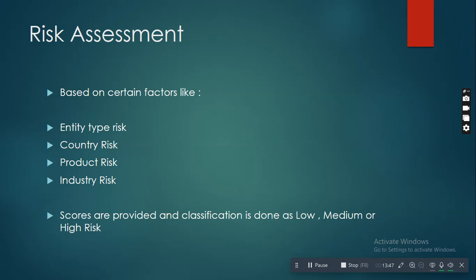Now, based on certain factors, these are the most commonly seen classification factors: the entity type, the country or jurisdiction, the product, and the industry. Based on these, scores are given, and the client or entity is classified into low, medium, or high risk. Let me tell you, the product risk is based on two things: internal product as well as external product.